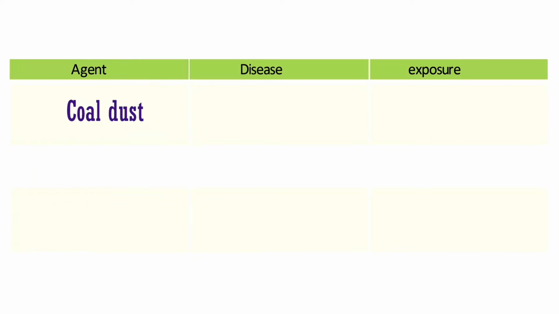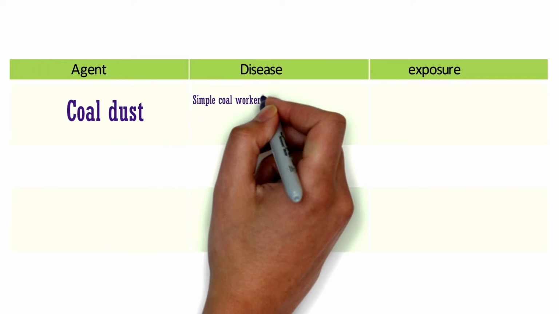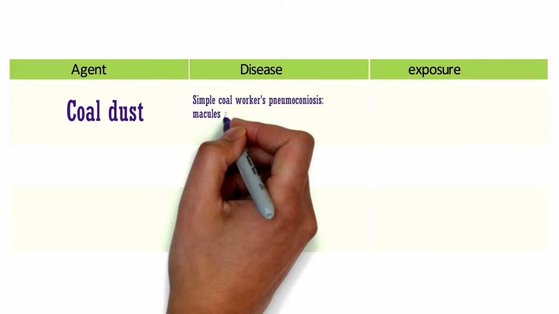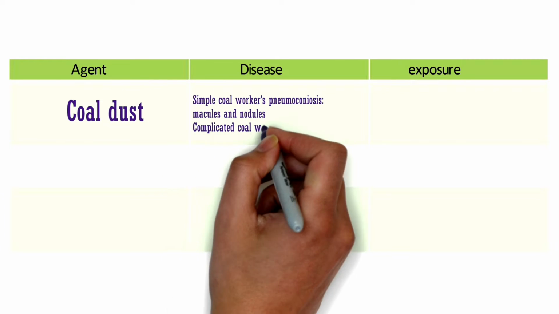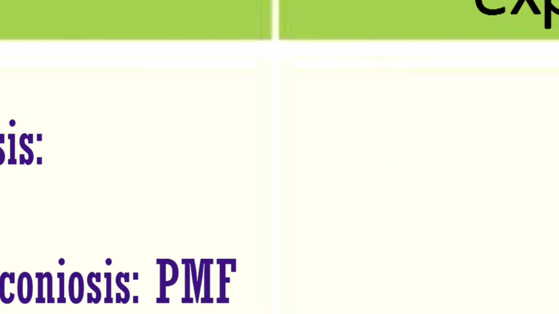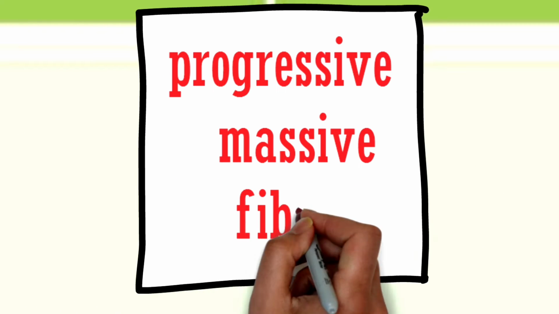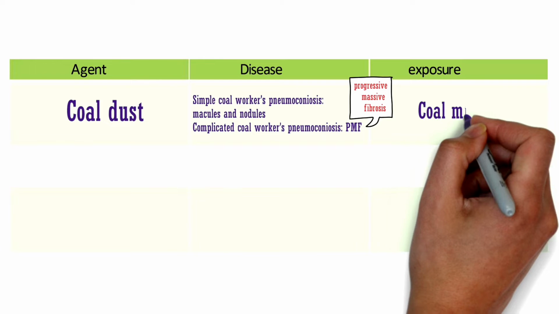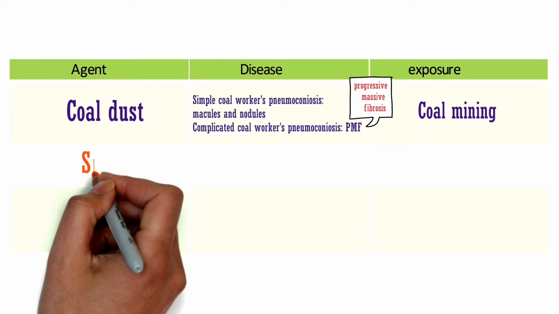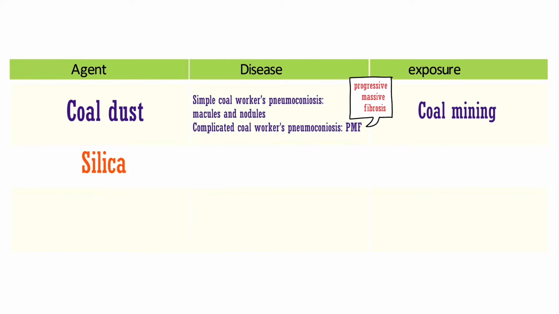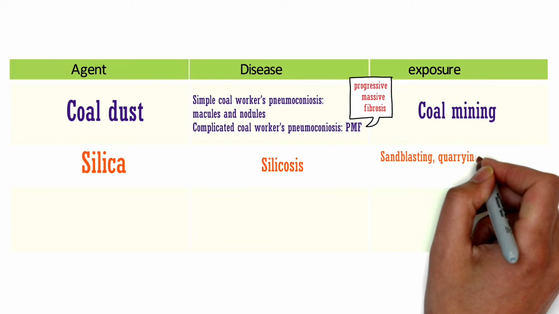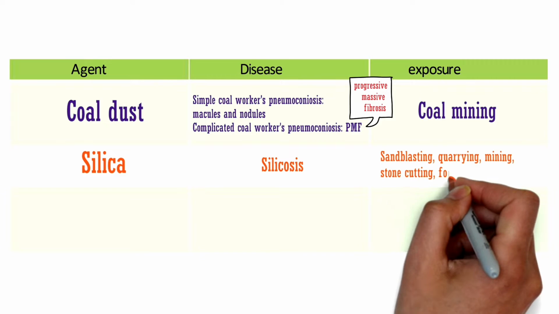The first agent is coal dust, that causes simple coal workers pneumoconiosis, which is characterized by macules and nodules, and this can progress to complicated coal workers pneumoconiosis, also called PMF, progressive massive fibrosis, by exposure to coal mining. The second agent is silica, that causes silicosis, by exposure to sandblasting, quarrying, mining, stone cutting, foundry work, or ceramics.